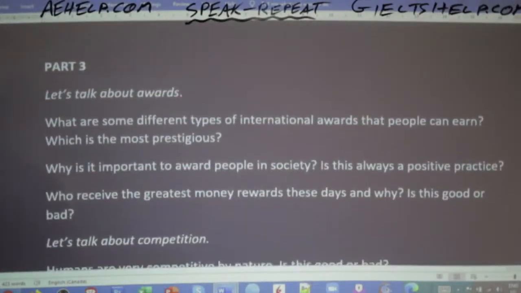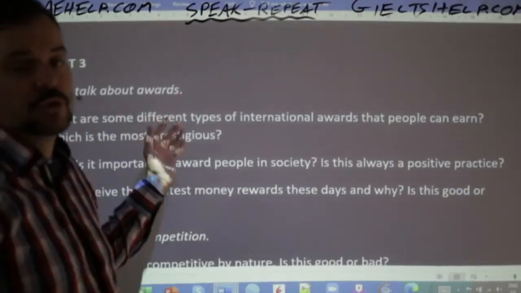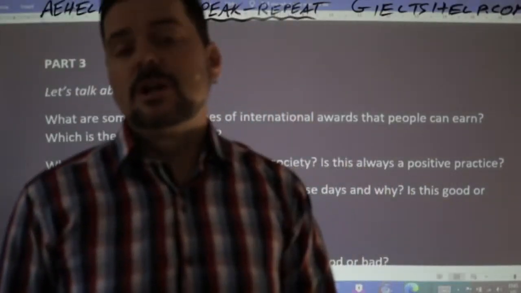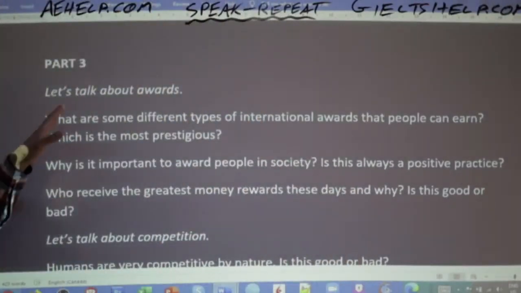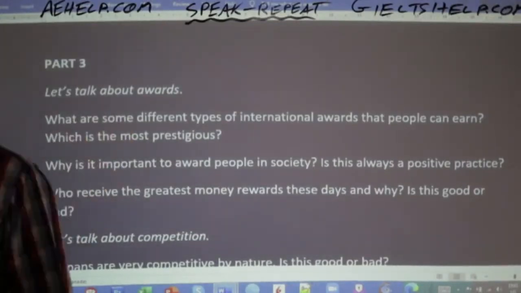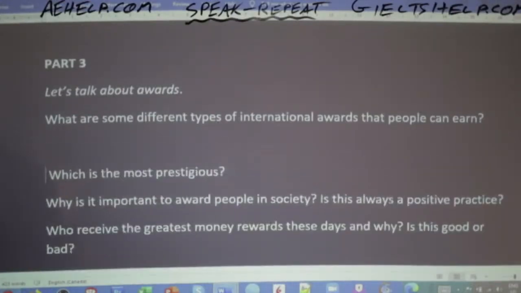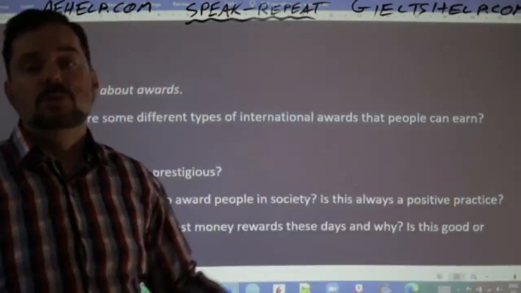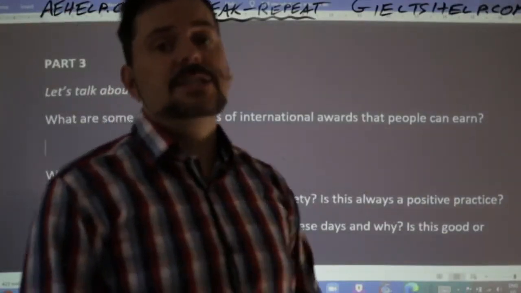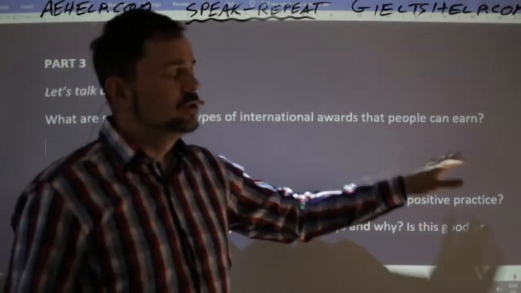So then the examiner will say, okay, well, let's continue talking about awards. Of course, no surprise there. The topic of part 2 was talk about someone you personally know who has won a big award. And then they'll say, let's talk about awards. So the question that they might ask you here is, what are some different types of international awards that people can earn? Say a nice full sentence for this one.